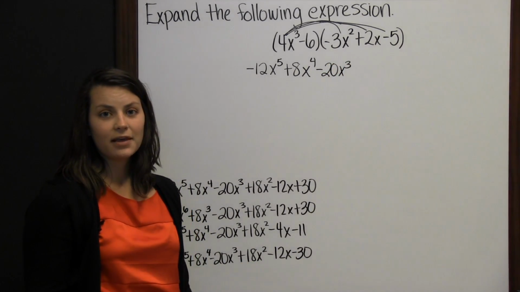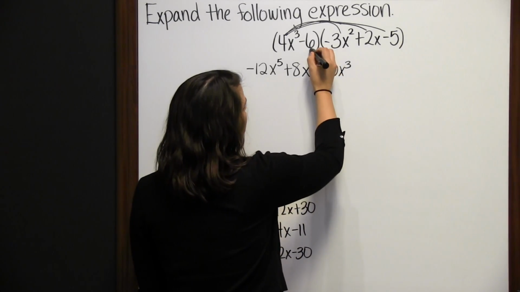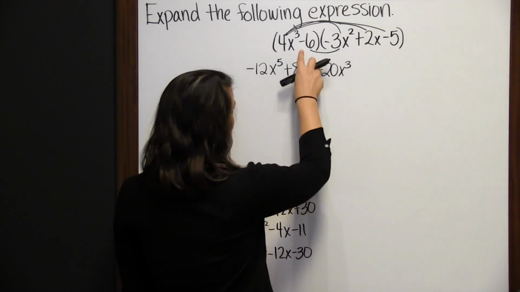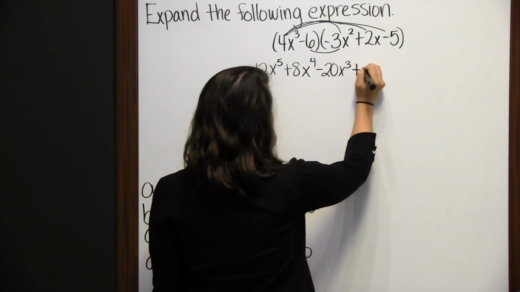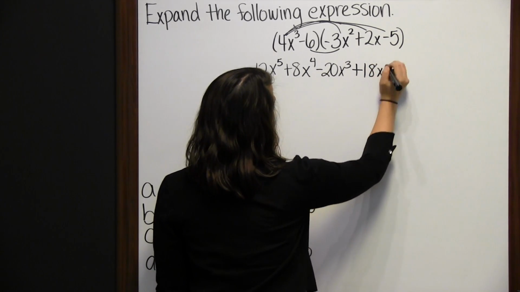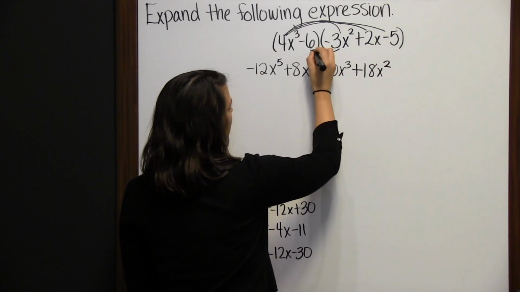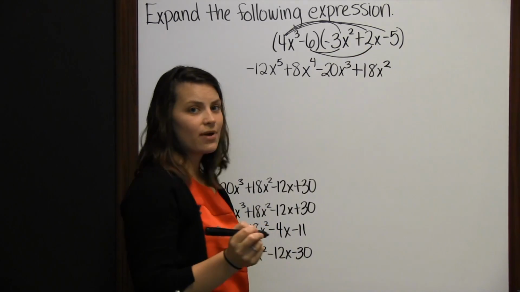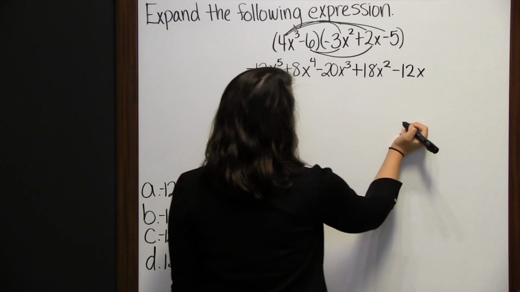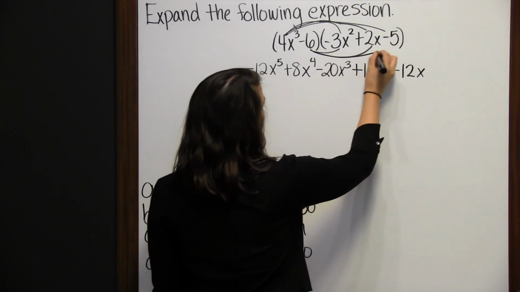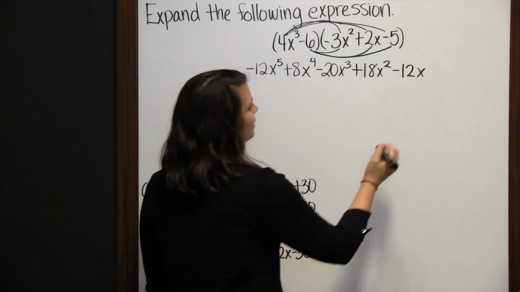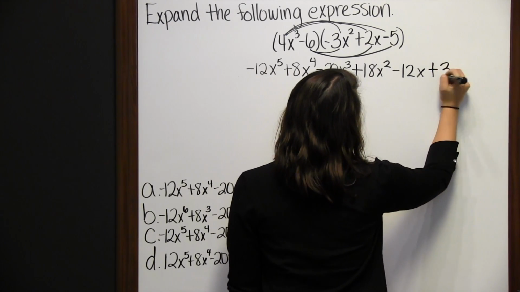Now we're going to do the same thing with negative 6. So negative 6 times negative 3x squared. A negative times a negative is a positive. 6 times 3 is 18x squared. Negative 6 times 2x is negative 12x. And finally, negative 6 times negative 5, a negative times a negative is a positive, so plus 30.